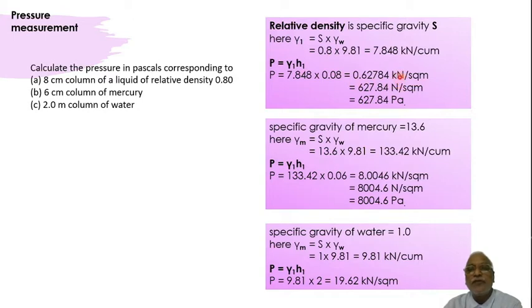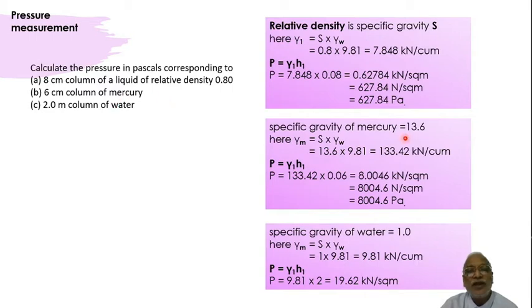Now kilonewton, if you multiply by 1000, it becomes Newton. So 627.84 Newton per square meter, and Newton per square meter is nothing but pascals. So the pressure is equal to 627.84 pascals. This is given as 8 centimeter column of liquid of relative density 0.8. That is same as 627.84 pascals.